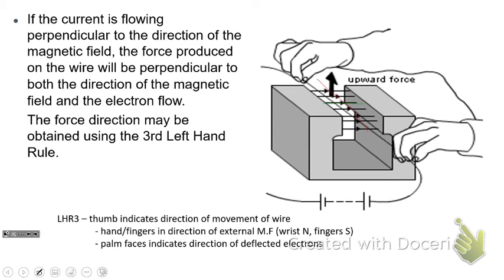Yeah, the force direction may be obtained using the third left-hand rule. So if it's like this, right? Well, yeah. So if electrons are moving into the board, current moving out, then it would be pointing up, right? Like so, and then the magnetic field is going that way. Okay? Now let me ask you guys a question.